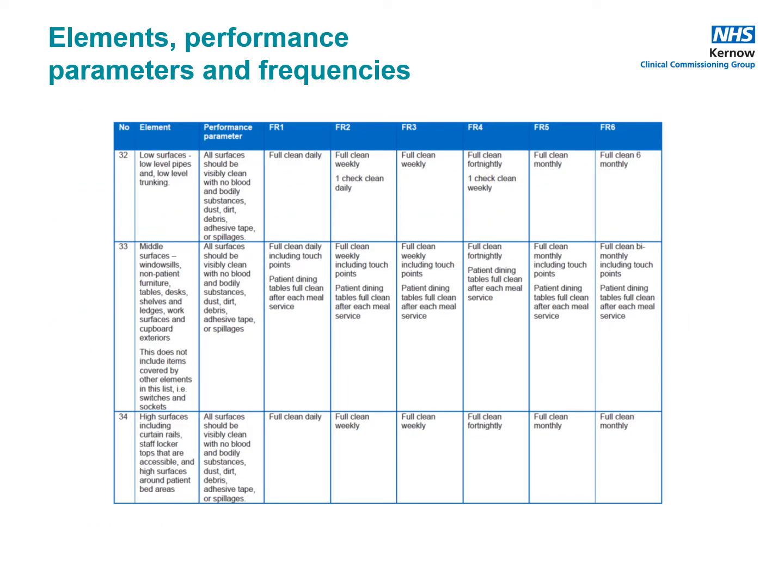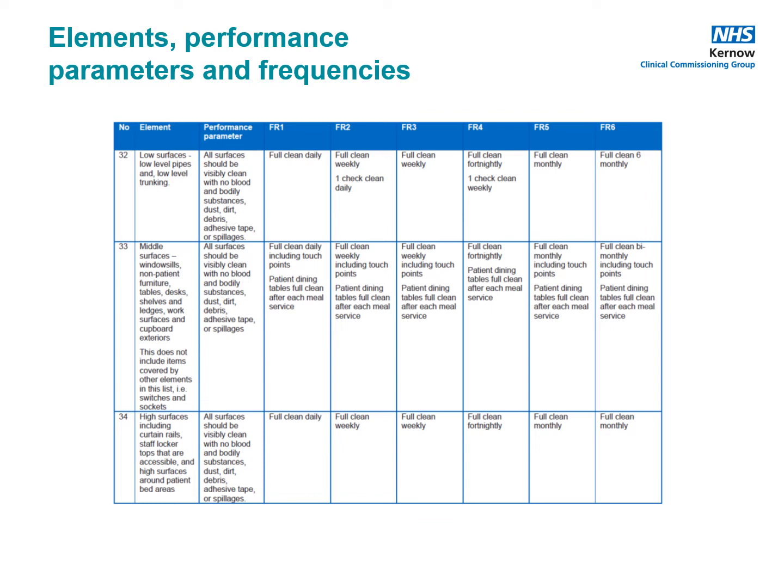So this is an excerpt from the cleaning specification template, which is Appendix 2 within the National Standards document. So if we look on the first line here, we have number 32, and the item that it gives the parameters for is low-level surfaces, which includes low-level pipes and low-level trunking. So the standards expect the performance parameter to be that all surfaces should be visibly clean with no blood or bodily fluids, substances, dust, dirt, debris, adhesive tape or spillages.